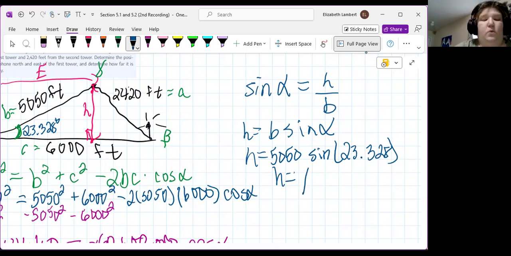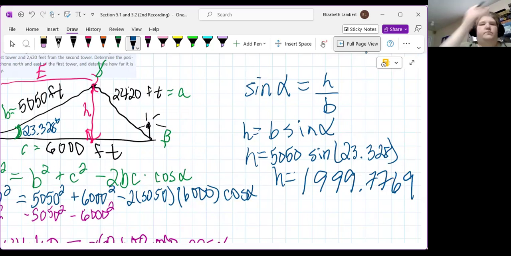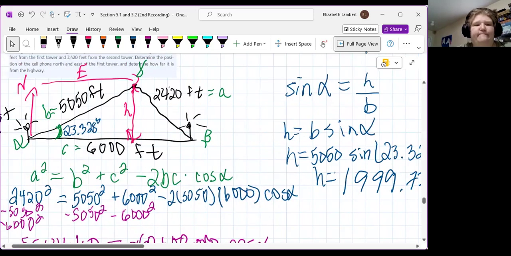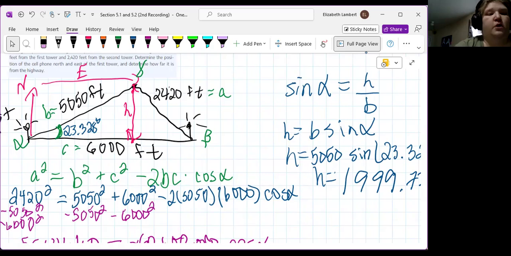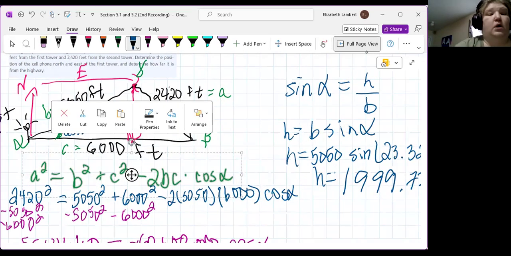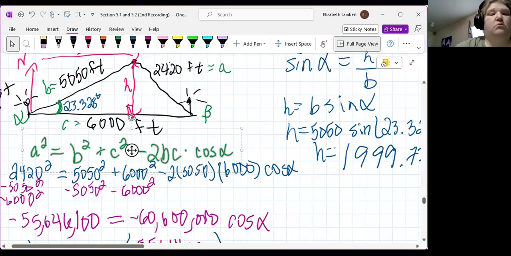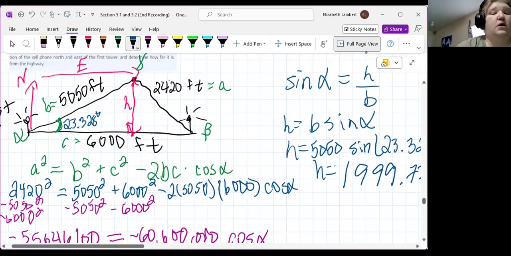We got 1,999.7769. So this person is about 2,000 feet from the highway. And then from the first tower going over to the north, I don't know, I guess I'll call that width.